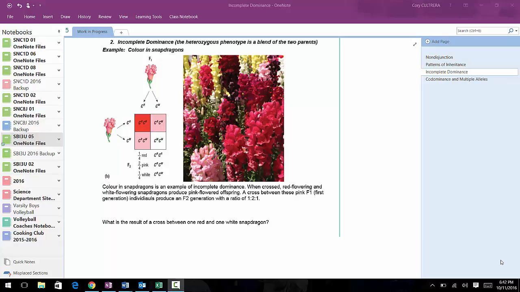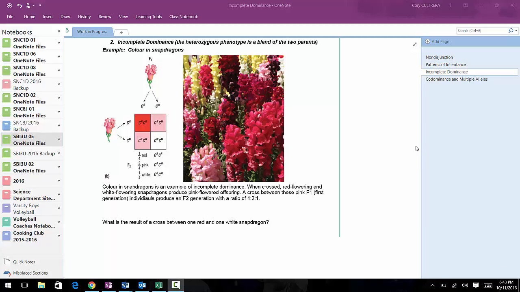Okay, so with incomplete dominance, the best way to think of it is when you have two alleles that mix, so the two phenotypes mix together, and that's because you don't have an allele that completely expresses itself. So there's no dominant allele, and you get a mixing of the two alleles present.